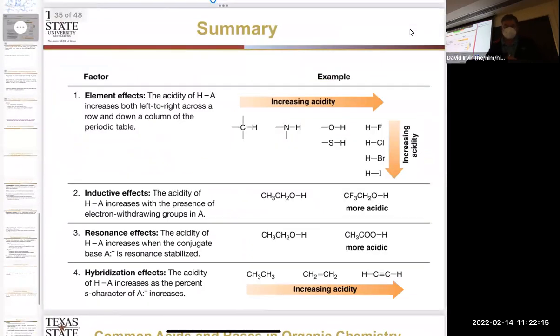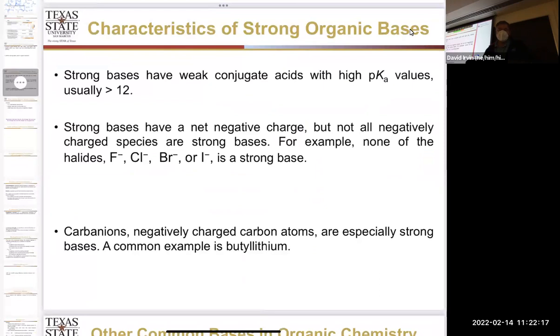All right, so now we're going to talk about the characteristics of strong organic bases. We talked about pKa, and the pKa tells us where the acidic protons are. And we found out if we had a very weak acid, it becomes a very strong base.